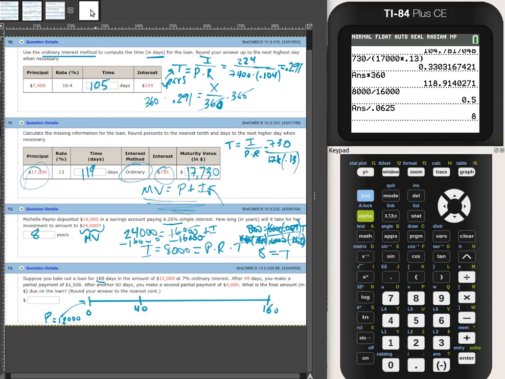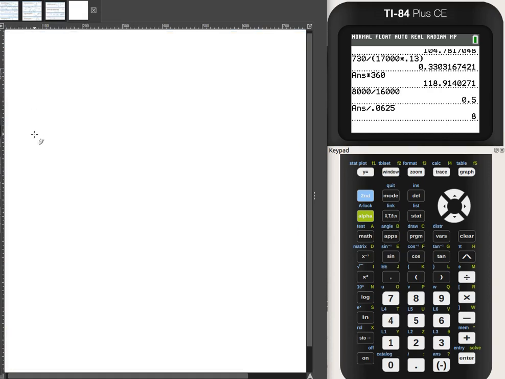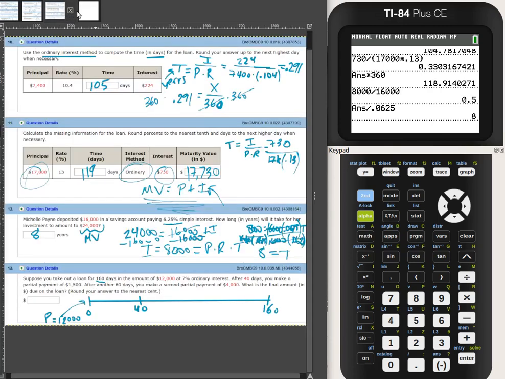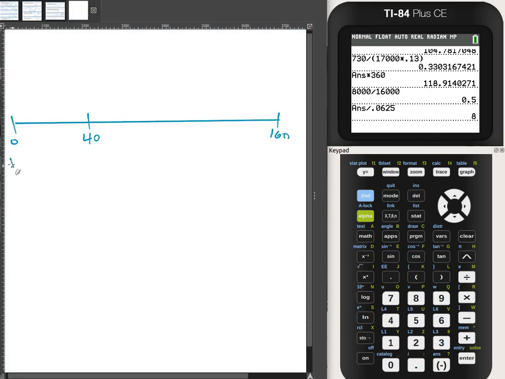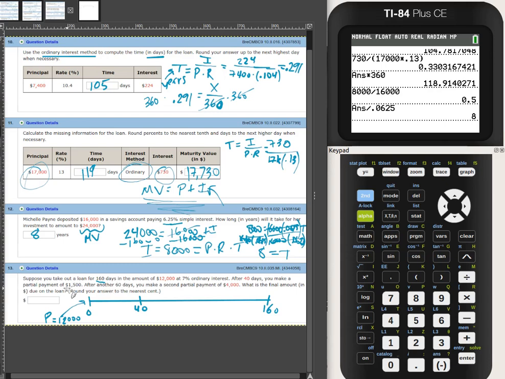And actually, I'm going to come to a whole new page just to have a little bit more room for these calculations, because the last thing I want is for it to look too messy and be too difficult to follow. So on day 40, which of course the principal to begin with here is $12,000, we're going to make a payment of this value, $1,500.